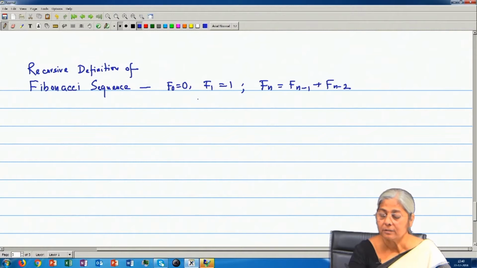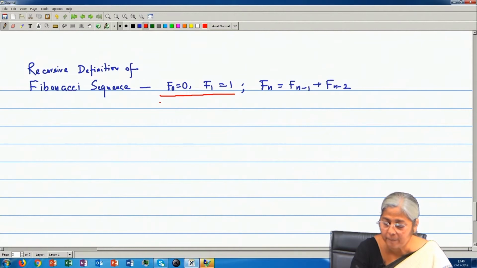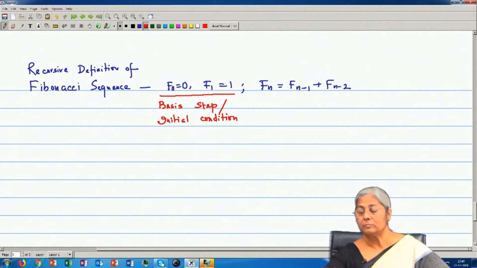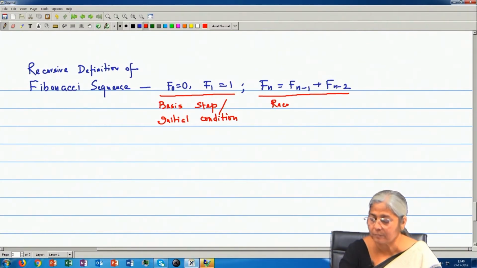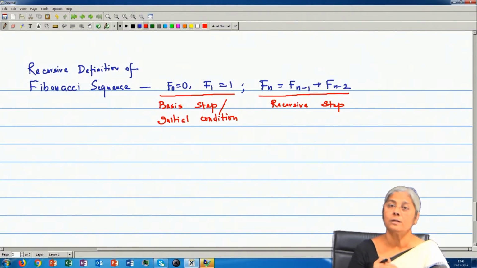Now, if we change only the basis step, so this is my initial condition or the basis step, and this is my recursive step, then even if the recursive rule is the same, it will generate some new sequence. One such new sequence we call the Lucas sequence.